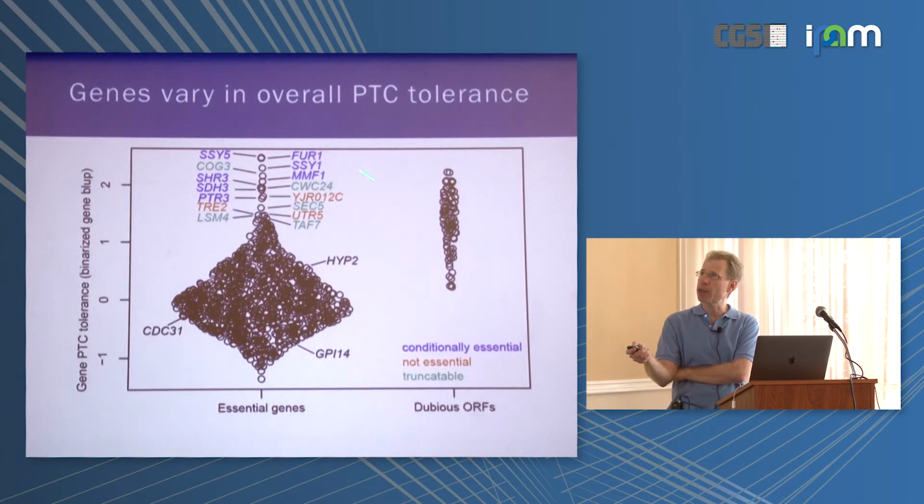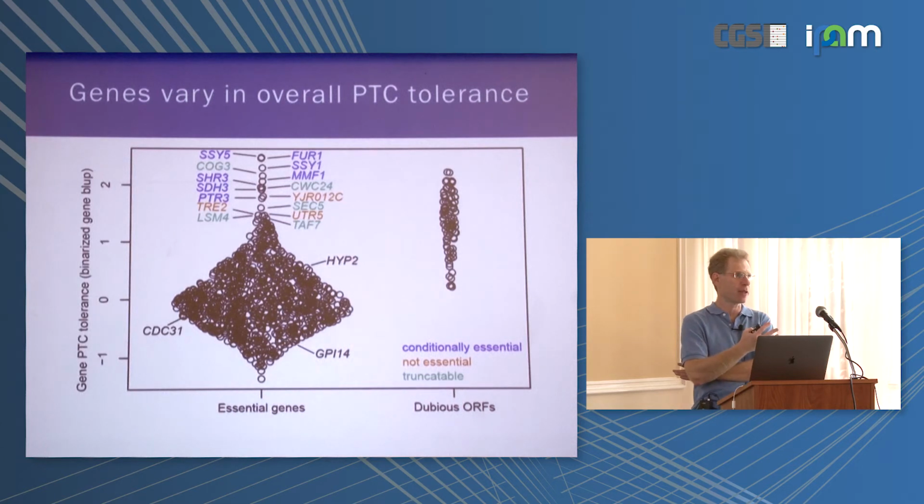And maybe somewhat surprisingly, you see this tail of genes that look like they're quite tolerant of stop codons, even though the database says that they're absolutely essential for cell survival. So what's going on with these guys? So I've kind of gotten this annotation here, and I'll walk you through these classes. There's the conditionally essential class, the not essential class, and the truncatable class. So the not essential ones, there are 3 of them here.